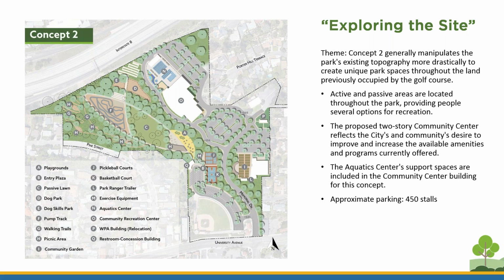A brand new two-story community center once again reflects the city's and the community's desire to increase the available amenities and programs that are currently being offered. One thing we'd like to point out, the aquatic center support spaces such as the offices and locker rooms are included within the community center building in this concept, while a separate smaller building houses the aquatics mechanical needs.